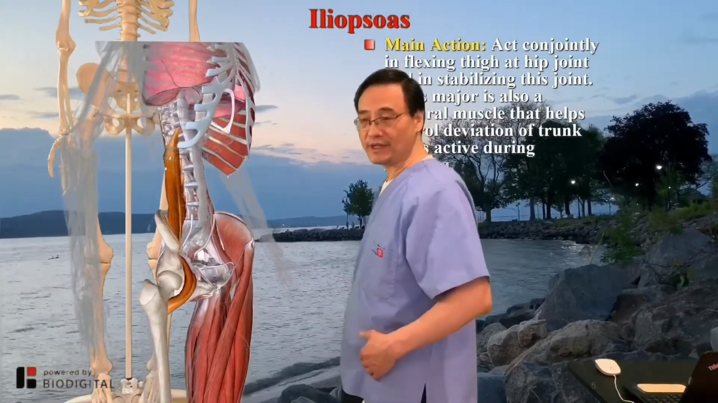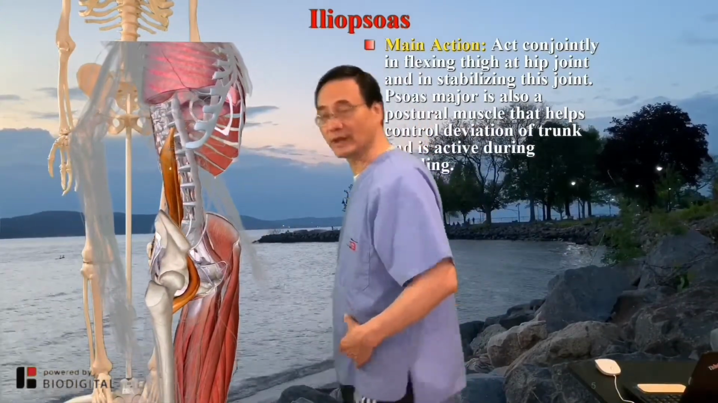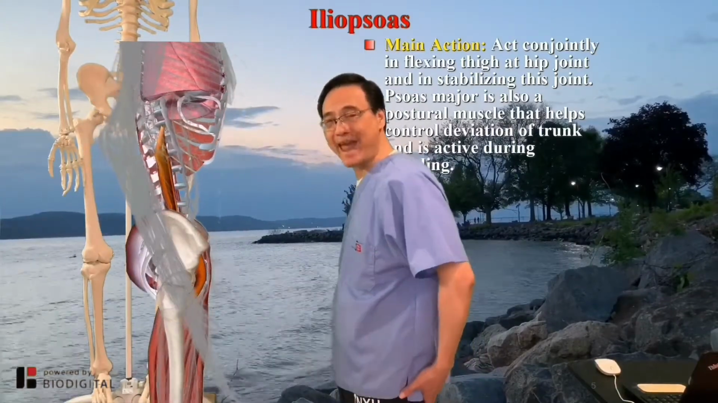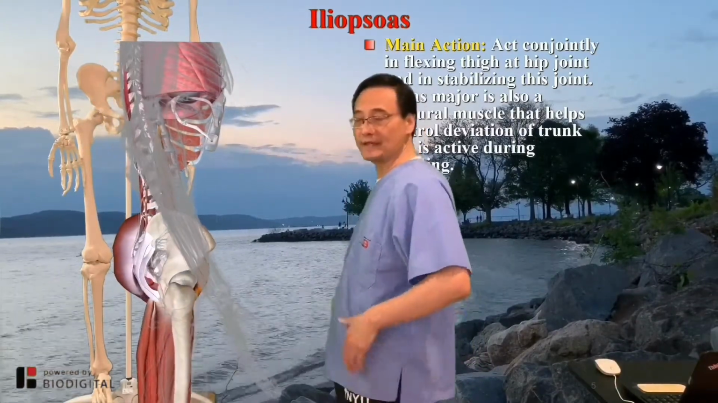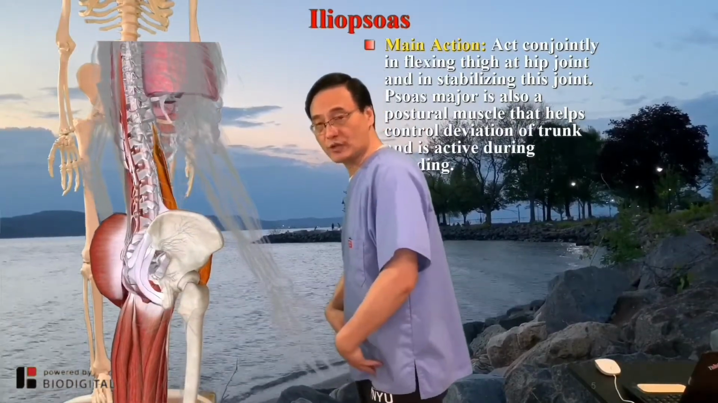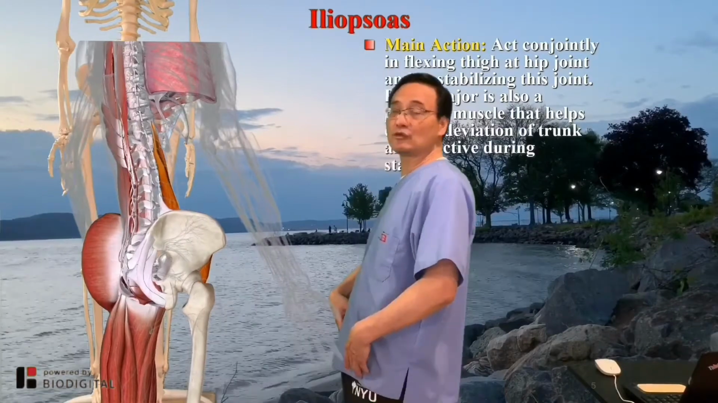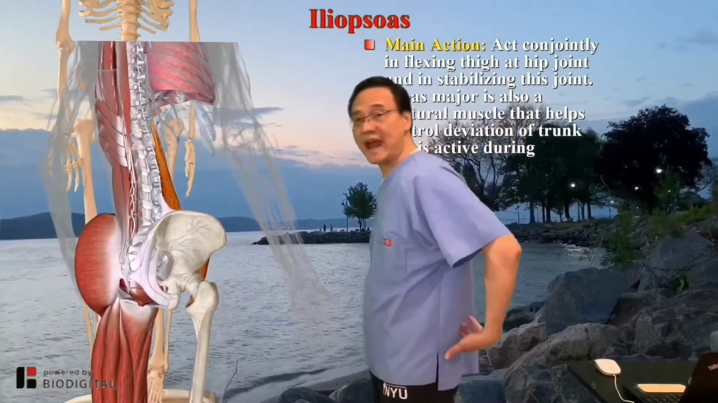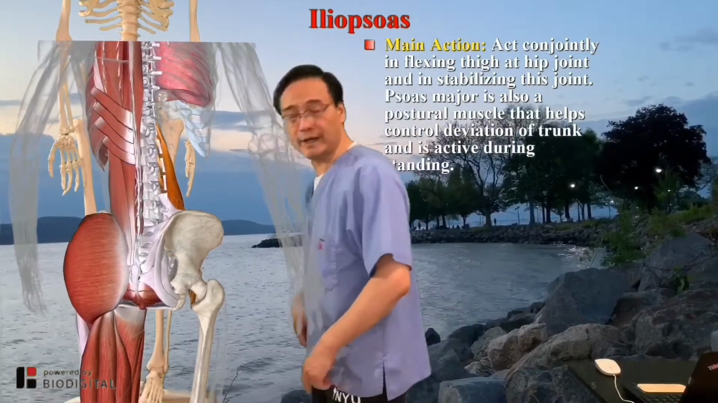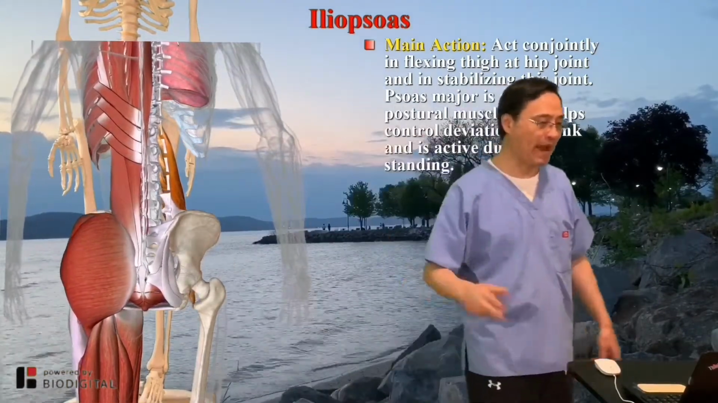Basically the iliopsoas keeps your back leaning forward, but your hamstring behind keeps you backwards. That keeps your posture neutral. If your iliopsoas is weak, the patient tends to go backwards. If the patient's hamstring is weak, guess what? The patient tends to go forward. So it's got to keep the balance.